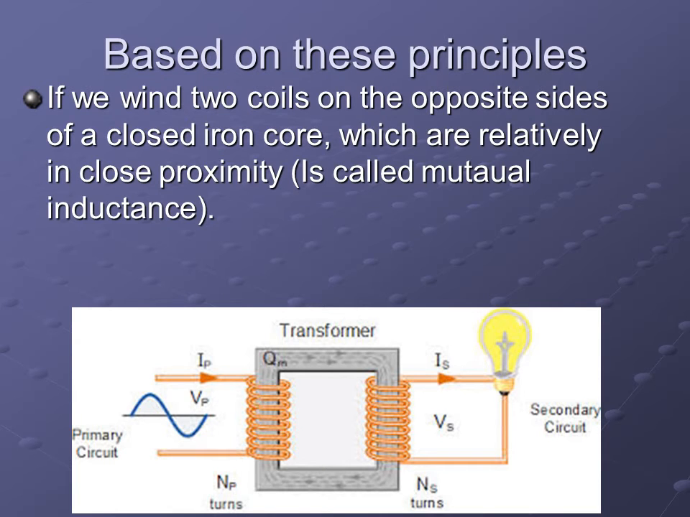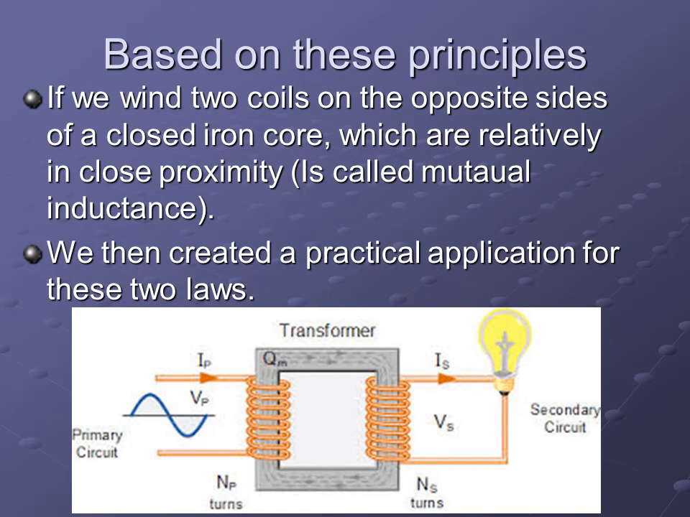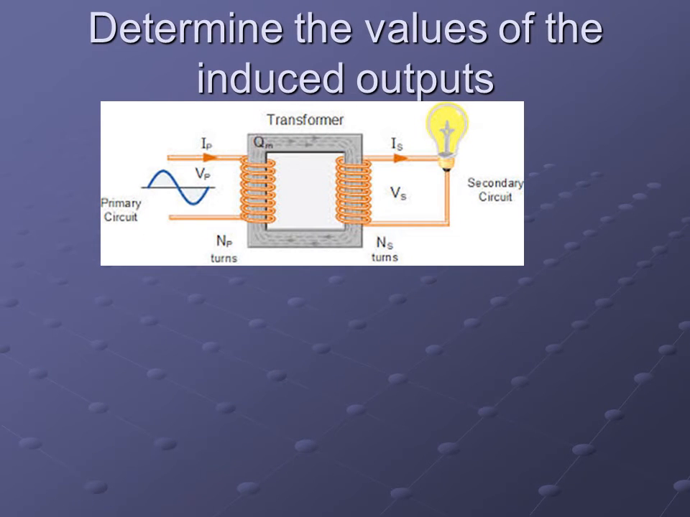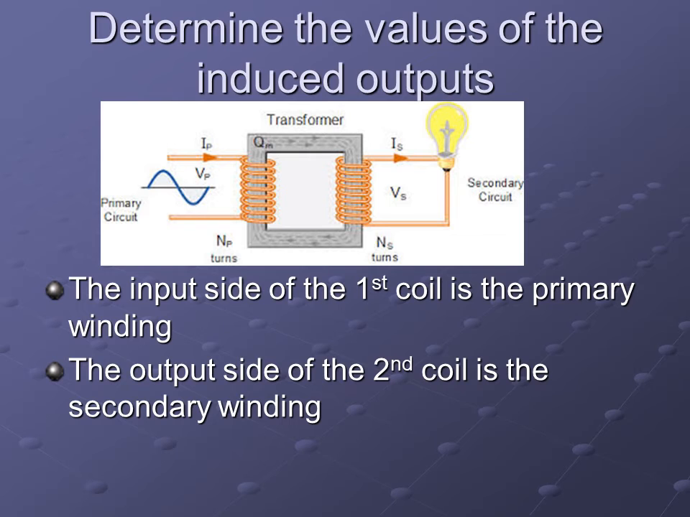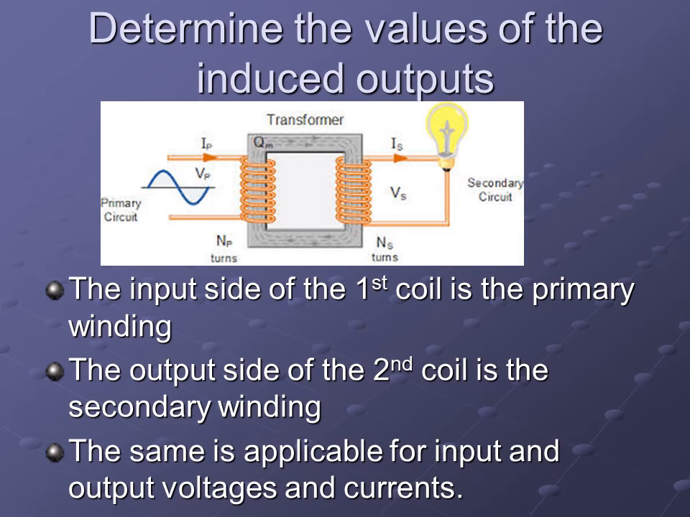We then created a practical application for these two laws, which we call the transformer. Although there is no physical contact between the two coils, the secondary side, that's on the right hand side, will receive a current from the primary side through the process of induction. Can we now determine the values of the induced outputs? The input side of the first coil is the primary winding. The output side of the second coil is the secondary winding. The same is applicable for input and output voltages and currents.